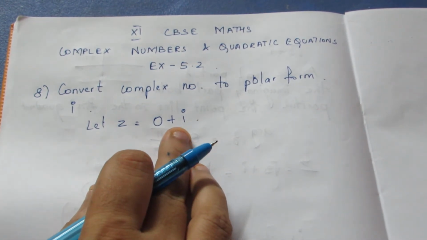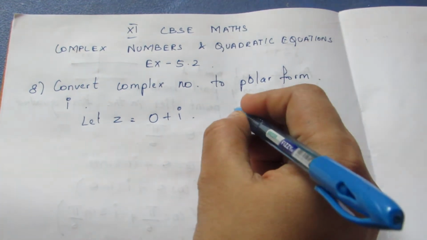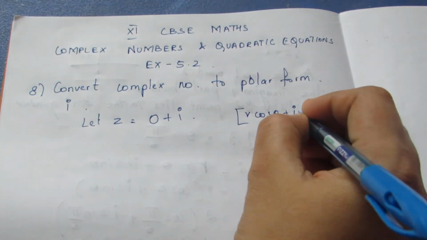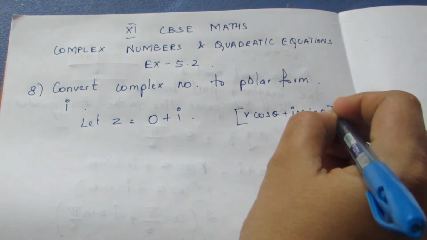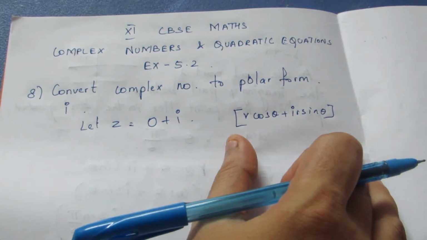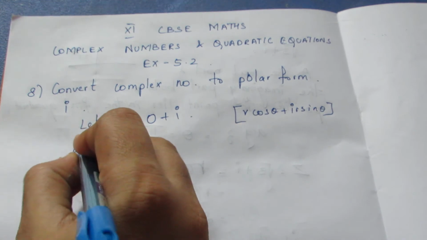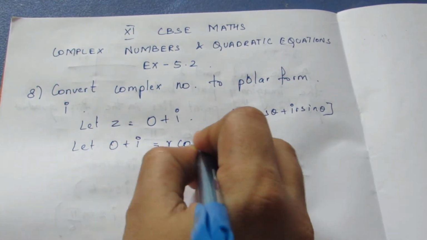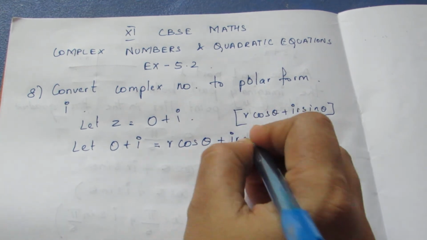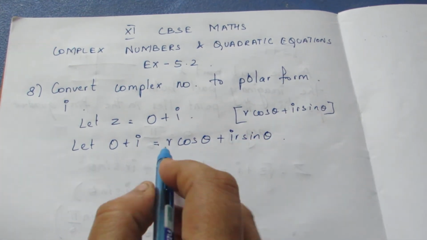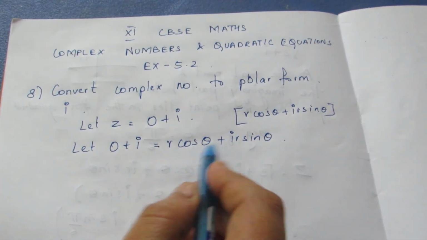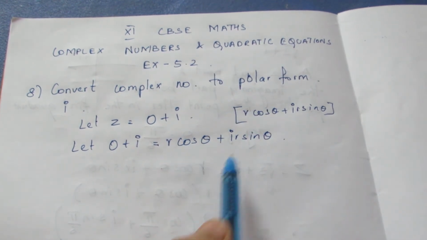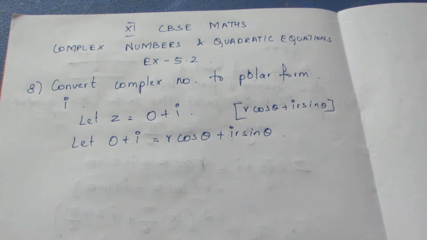I need to change this to the polar form. The polar form is always of r cos theta plus i r sin theta. I need to change it to this form. For that we are going to write let the given complex number is equal to r cos theta plus i r sin theta. Here we need to find the r and also the theta to substitute and to finalize the polar form of the given complex number.